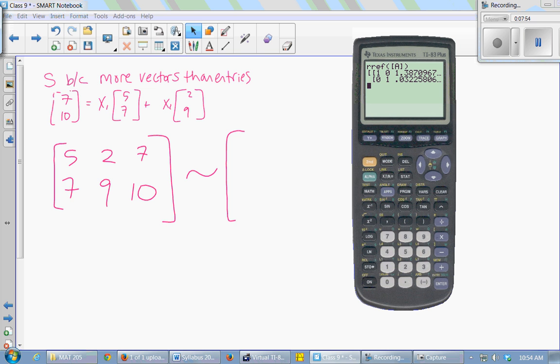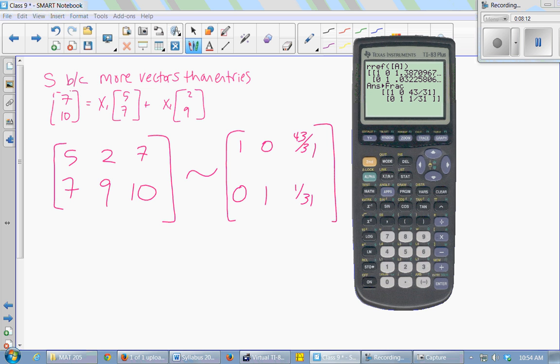form. And the cool thing, you can also use 2 fraction to change this. So you can hit math, enter, enter, and you get it as fractions. So this row reduces to 1, 0, 43 over 31, 0, 1, 1 over 31.